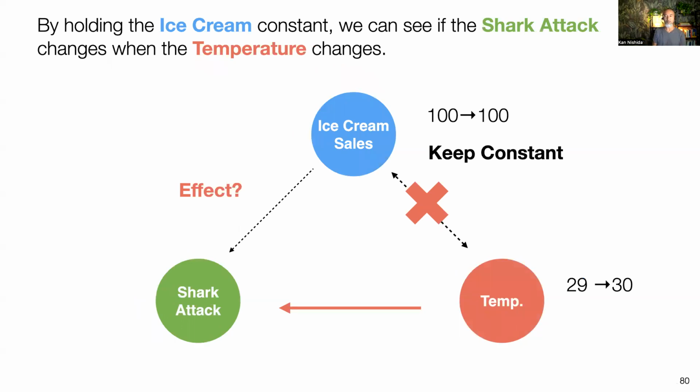I changed the position a little bit. Temperature is now at the right-hand side bottom, because we want to see the effect that temperature has on shark attacks or ice cream. The easy thing is basically to keep one of the variables constant. Let's say you observe every day or every month, and see the days when ice cream sales are the same, but the temperature is different.